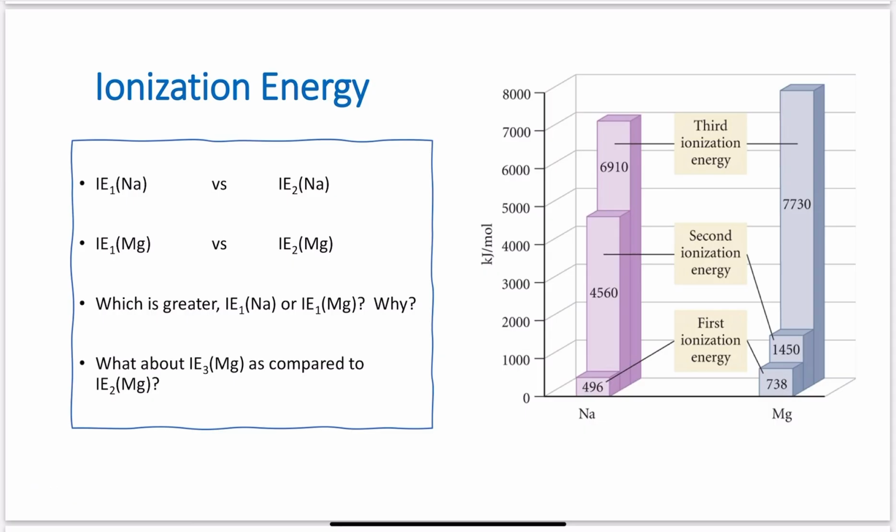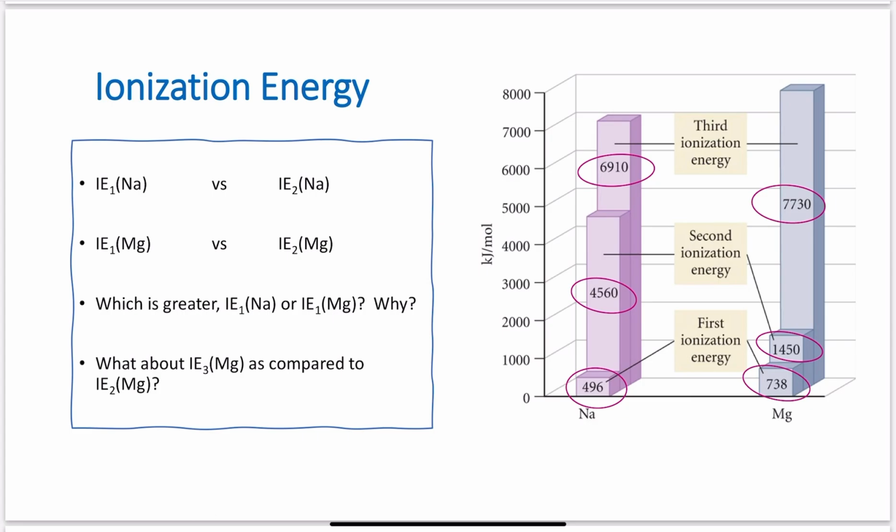So let's talk about these. Let's look at some numbers here, okay? When I look at these numbers, sodium versus magnesium, the first ionization energy of each one versus the second. And it's got the third on here as well. Sodium, first ionization energy is 496. Second jumps up to 4560, and the third up to 6910. When I look at magnesium, I see the first ionization energy is actually higher at 738, but the second one's only 1450. So it's jumping, but not very high, and then 7730.